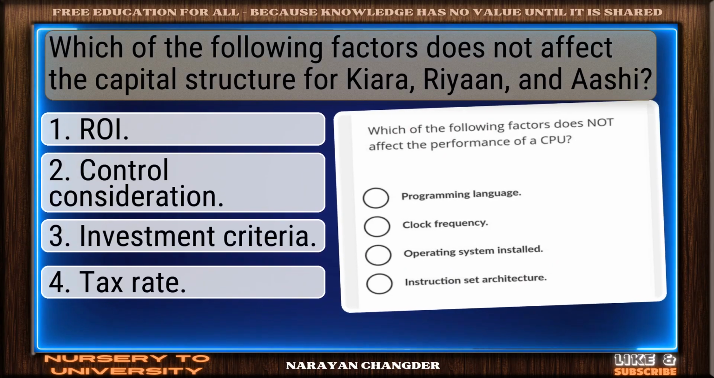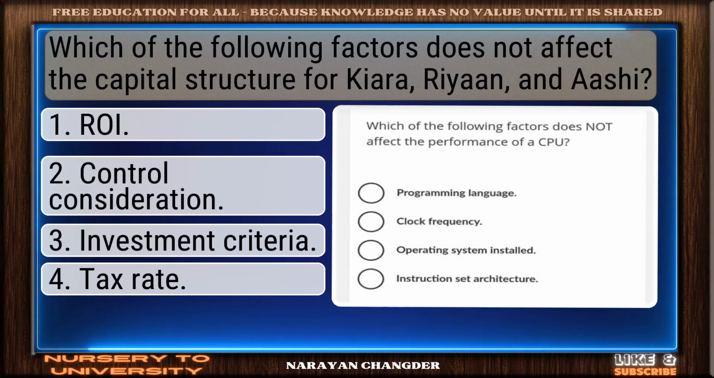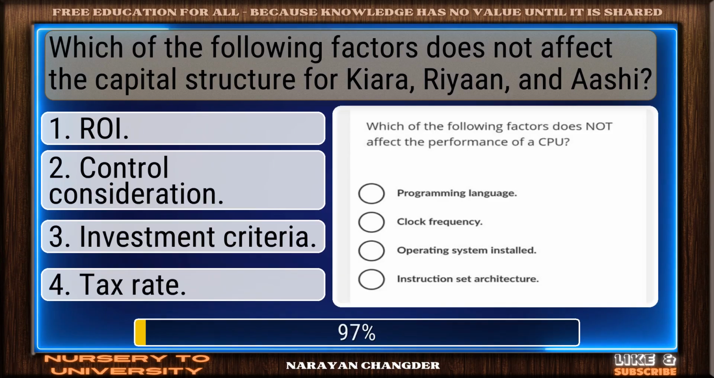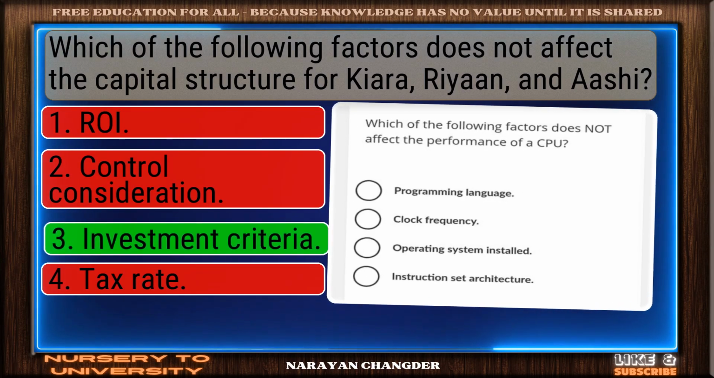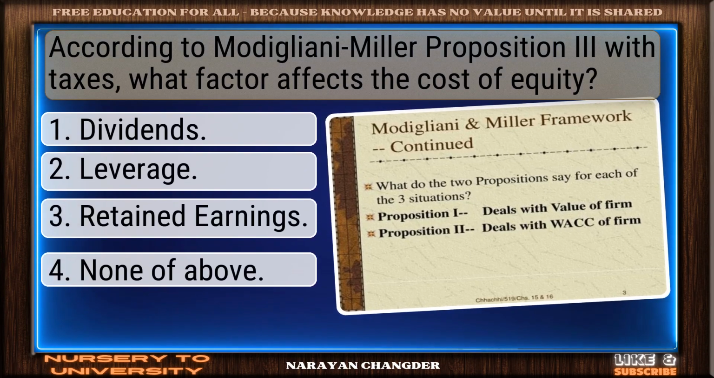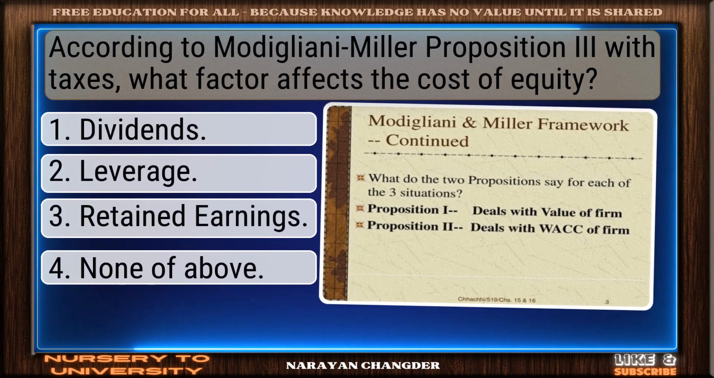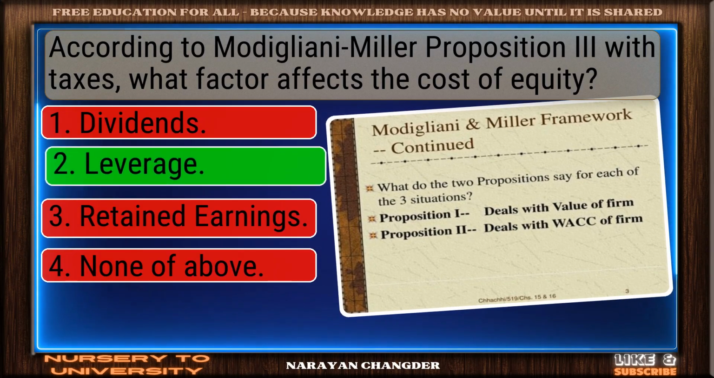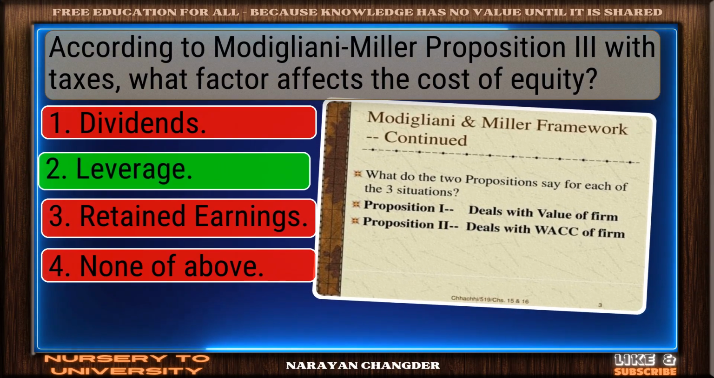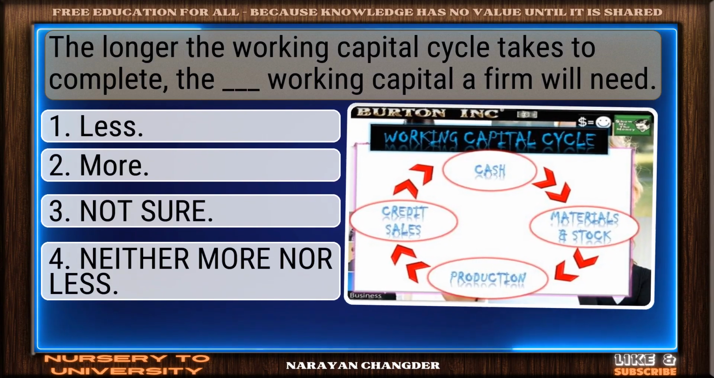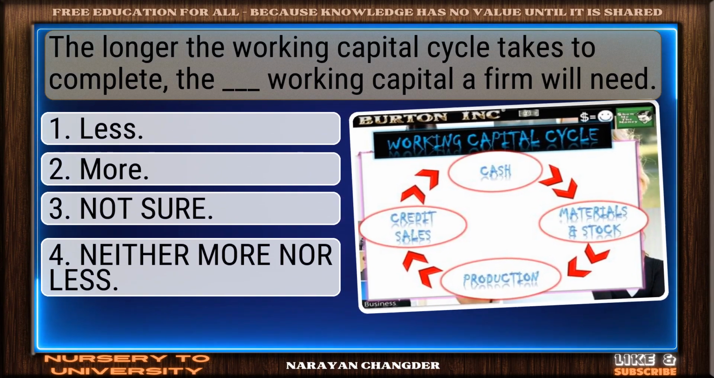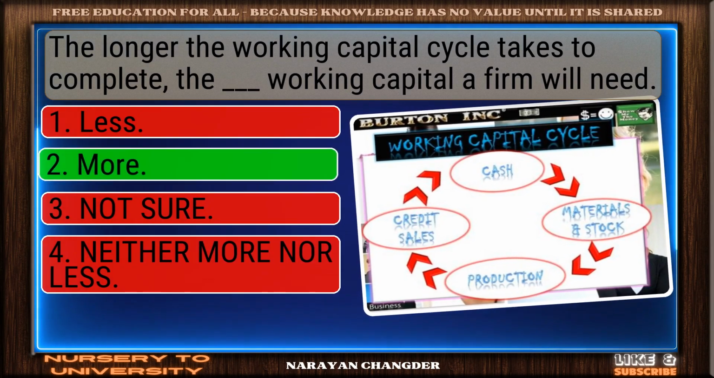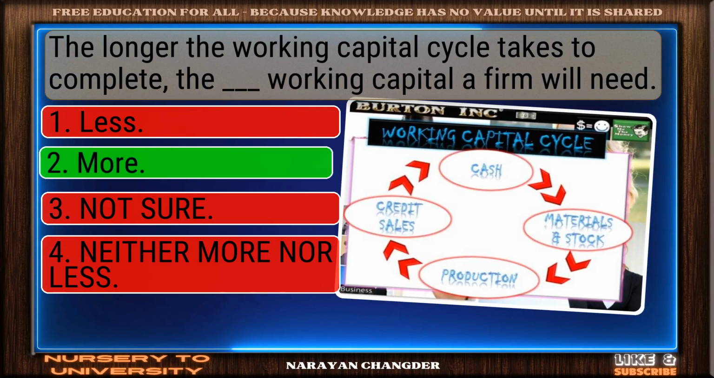Which of the following factors does not affect the capital structure for Kiara, Rion, and Ashi? Well done. Investment criteria is the right choice. According to Modigliani-Miller proposition II with taxes, what factor affects the cost of equity? Smart pick. Leverage is the correct choice. The longer the working capital cycle takes to complete, the dash working capital a firm will need. Sharp thinking. More is the right choice.